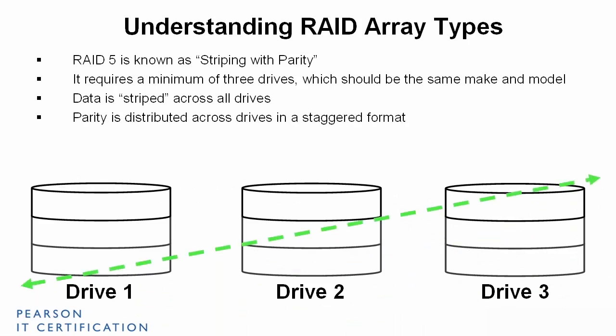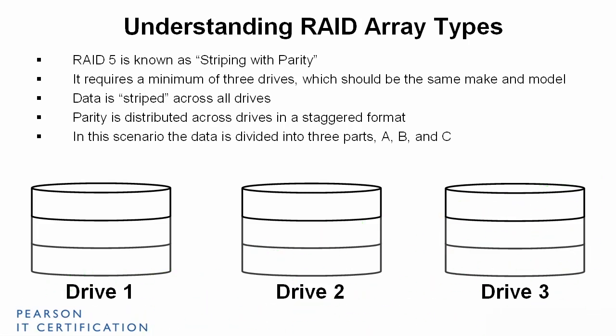Parity information is distributed across drives in a staggered format. This is known as distributed parity blocks. Any block of data also has a calculated amount of parity, and that's for repairing the data if that particular drive fails. This parity information is distributed among all the other drives, except for the one where the data was written to.